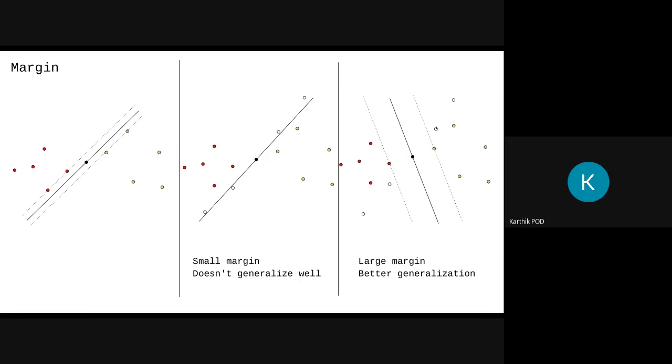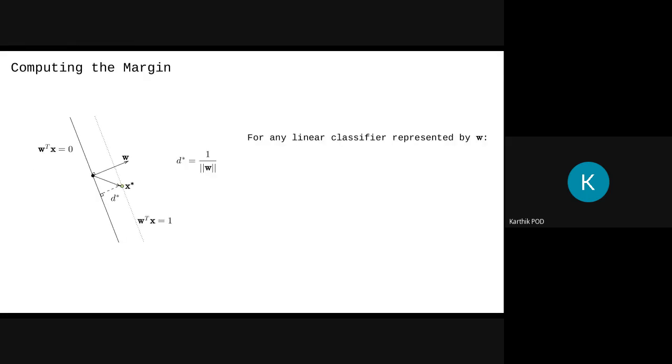So these two assume that they are from the green class and these two are from the red class. So we see that larger margins generalize better. So going back to our earlier slide, we see that one notion of a best linear classifier is something which has a large margin, right? So that is what we are trying to do now. So the next step will be to compute the margin.